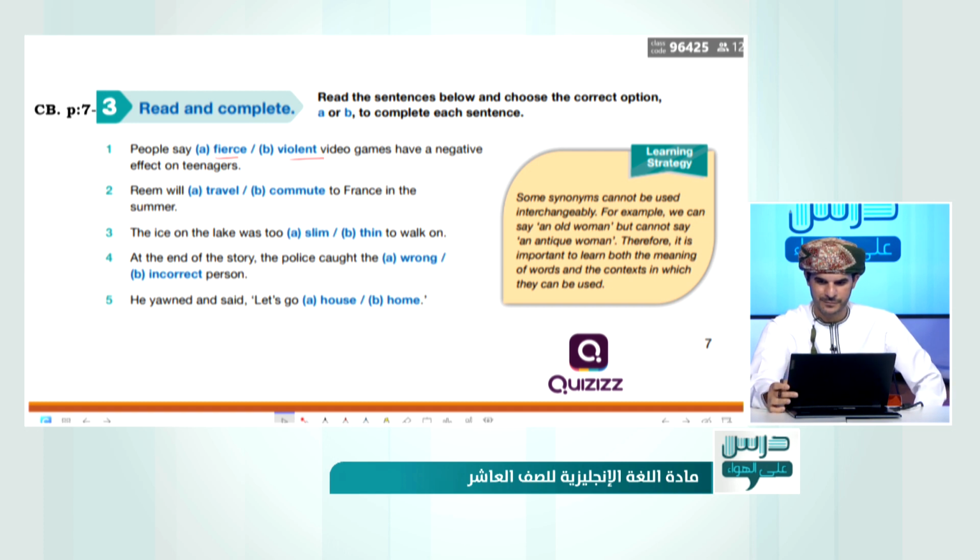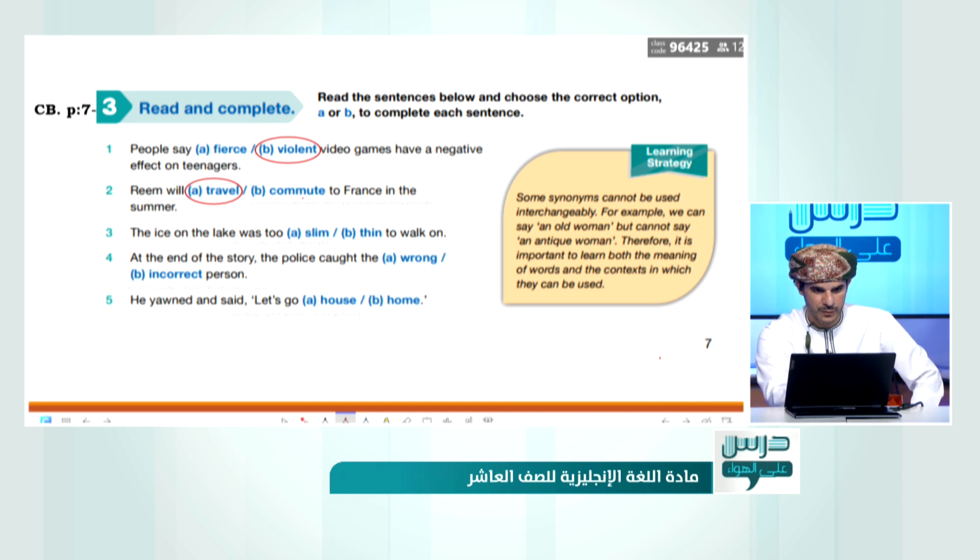So, number 1, violent. We say violent video games. Number 2, travel. Commute, we use it when we refer to a journey between home and work. When you go from your house to your work, you can use the word commute. But with travel, you travel from a country to another country. Okay.